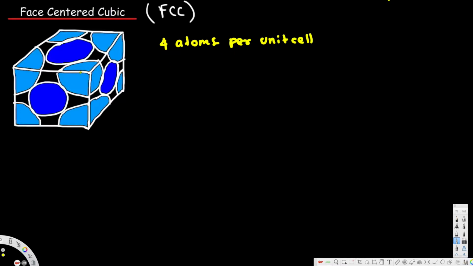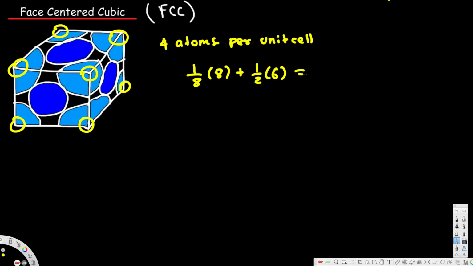Each side, you can see there are 8 corners. Each corner is 1/8 of the atom. So 1 over 8 times, here we have 8 corners for a cube, so 1 over 8 times 8. And also this dark blue color represents half of the atom. So here we have 6 faces for a cube. Each face has a half of an atom. So it means half times 6, that's going to give us 1 plus 3, that's equal to 4. That's how we got 4 atoms per unit cell.